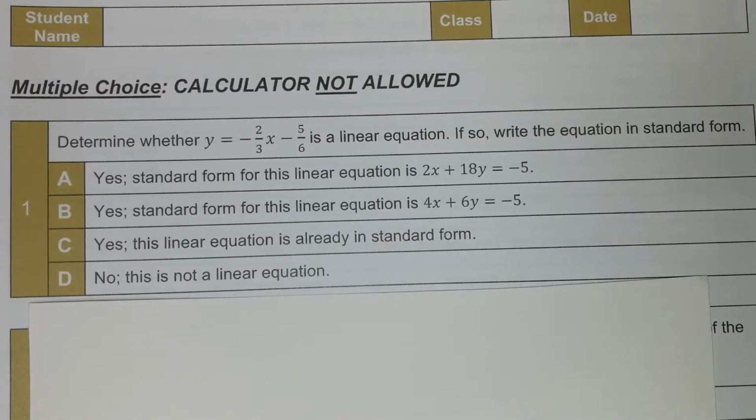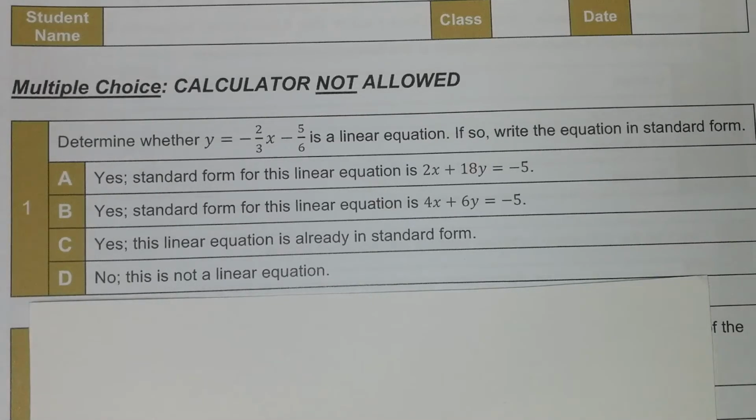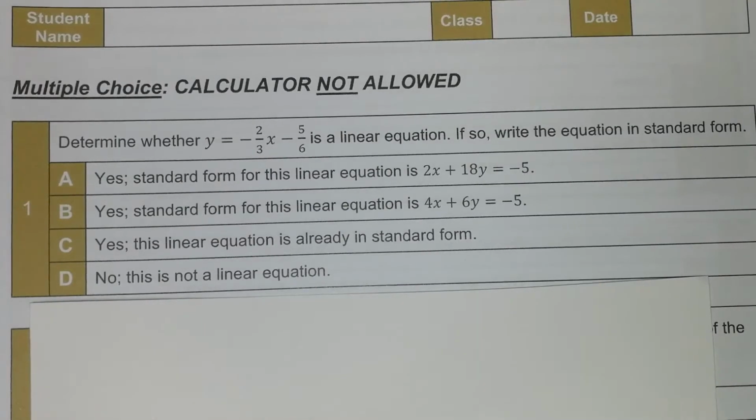This is question number 1 from the Chapter 3 test. It reads, determine whether y equals negative 2 over 3x minus 5 over 6 is a linear equation. If so, write the equation in standard form.